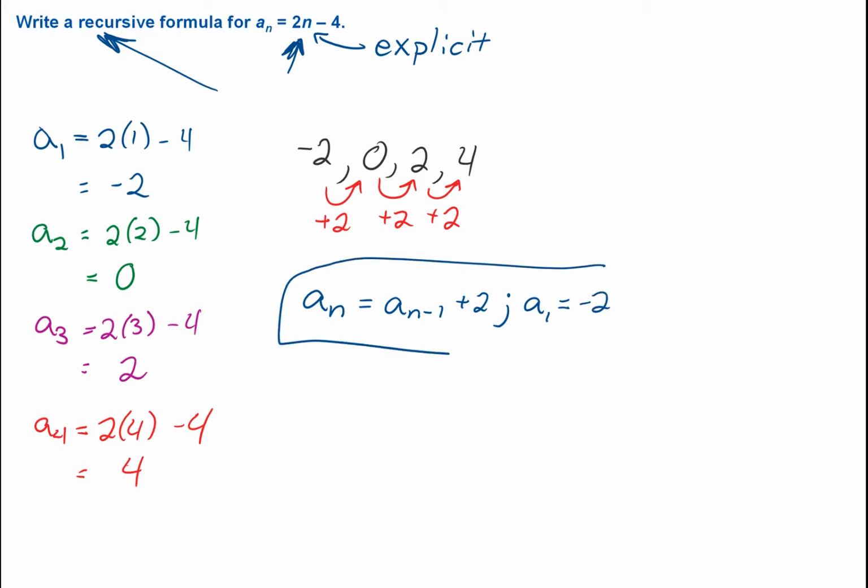So notice once again, my recursive formula depends on the previous term, and I know where to start. I have to include that a sub 1 along with my formula. So whoever reads that, he's got to know his starting point. It's like the maps at the mall. You have the "you are here," and then you can find where you're going to buy your fancy shoes. But you got to know where to start in order to find your fancy shoes. And that's a recursive formula.